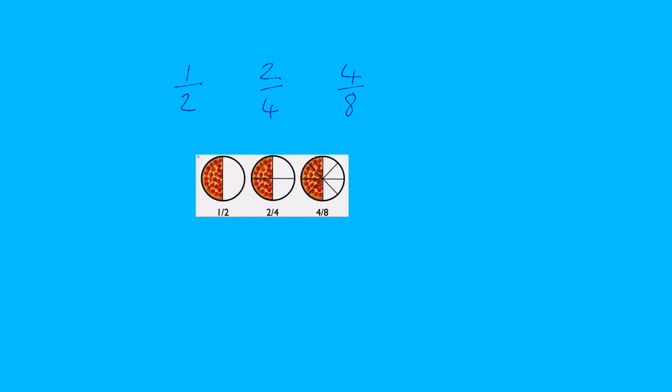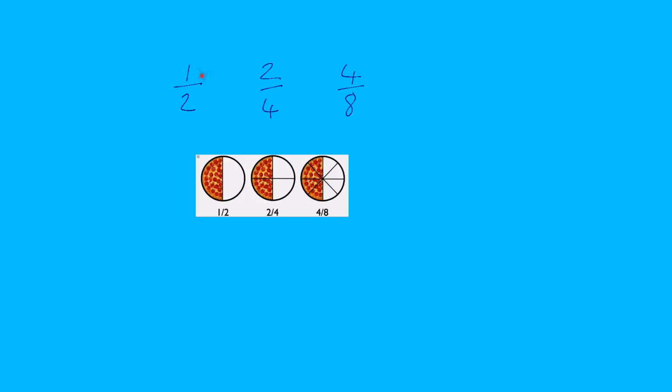If you look at this pizza, you can see this more clearly. Whether you eat a half, 2/4 or 4/8, you're eating the exact same amount. If you're asked to write down an equivalent fraction to a half, all you need to do is to multiply the numerator and denominator by the same number.